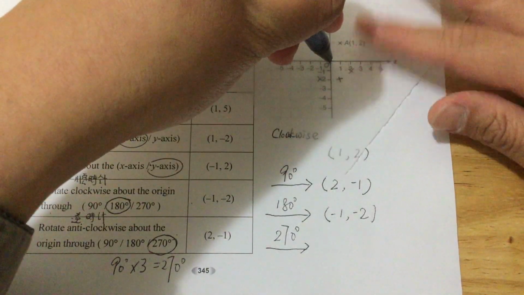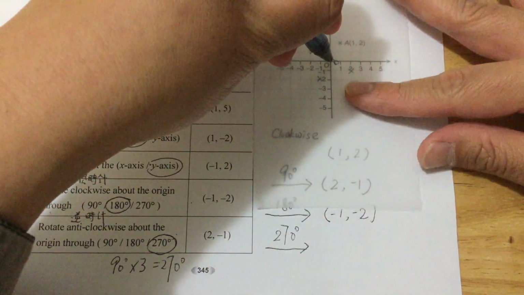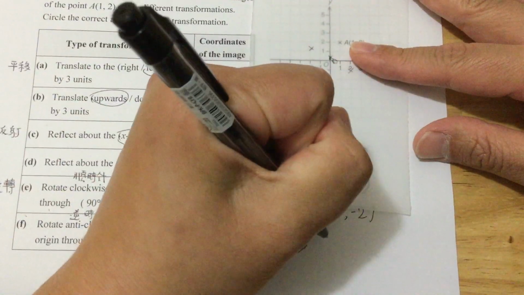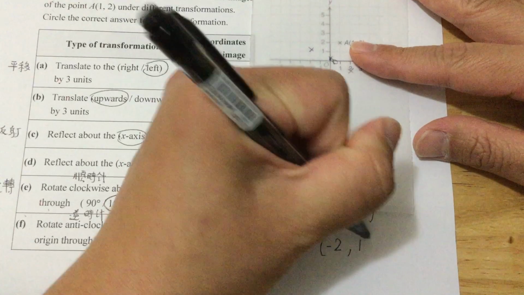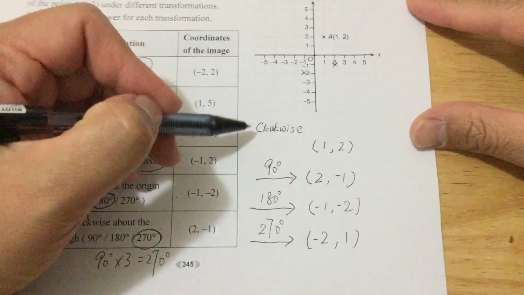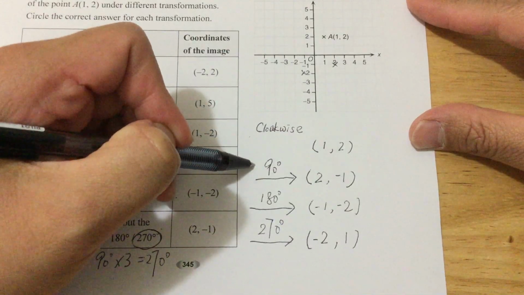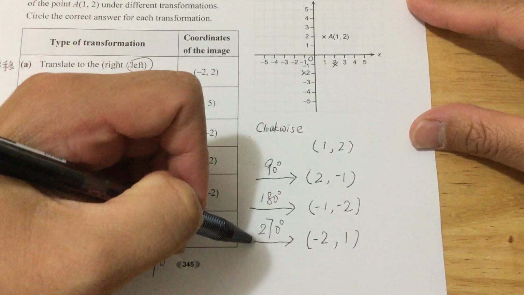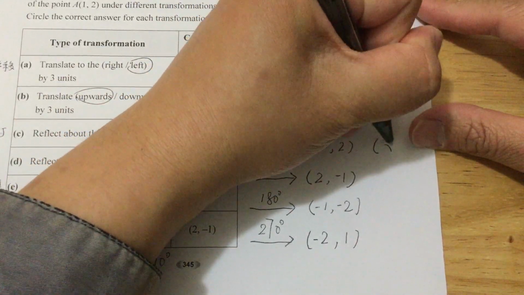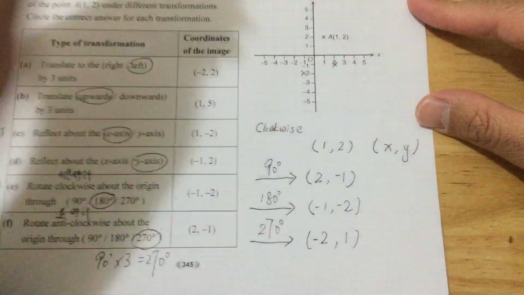1, 2, and 3. You will see the fourth point is (-2, 1). Can you find out the patterns if we rotate clockwise through 90 degrees, 180 degrees, and 270 degrees? What I'm going to choose is that if this point is (x, y) this time, so what can we do?